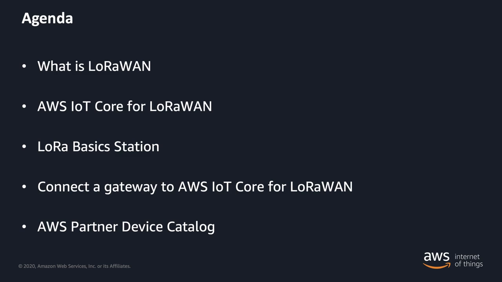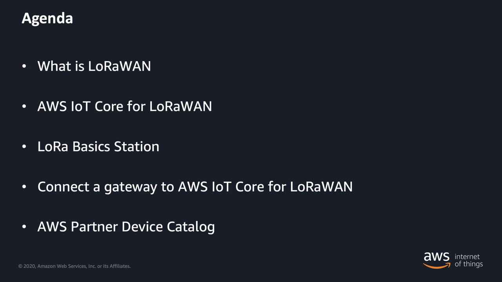Once we have a clear understanding of LoRaWAN and LoRa-based gateways, I'm going to show you how to easily connect a gateway to AWS IoT Core for LoRaWAN and start ingesting data. And I will end by saying a few words about the AWS Partner Device Catalog, in which you can find qualified gateways that connect to AWS IoT Core out of the box.